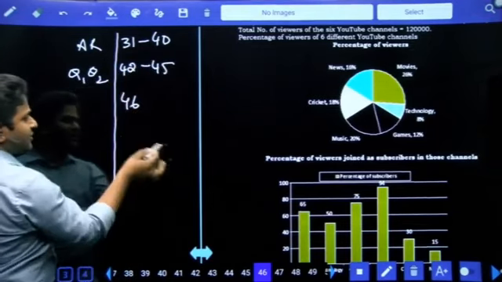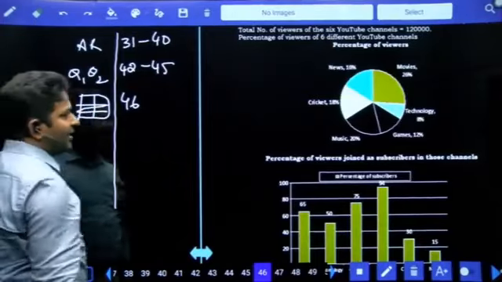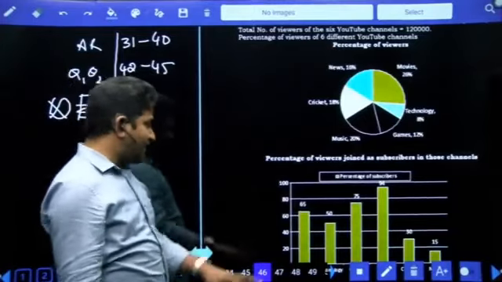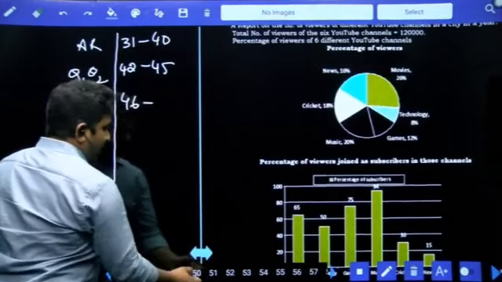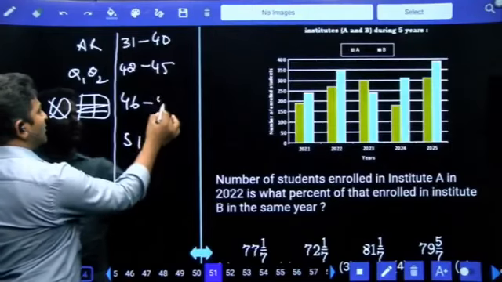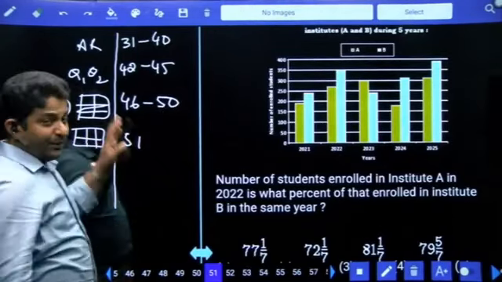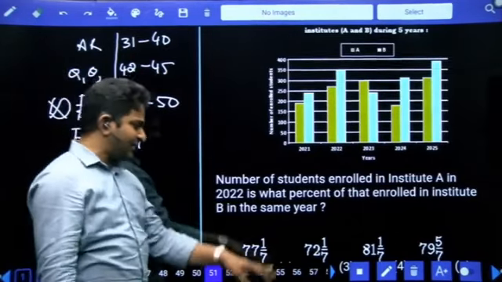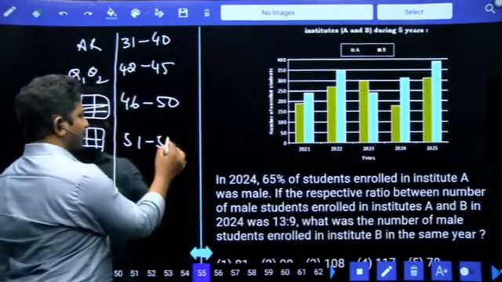From 46 onwards we have data analysis in table and pie chart. 2 images are there, takes time. Hold this question. Till 50 we have. Yes, from 51 onwards we have table information. Compared with the previous data analysis set, this set won't take time because there is only one image. Still we will hold these questions.